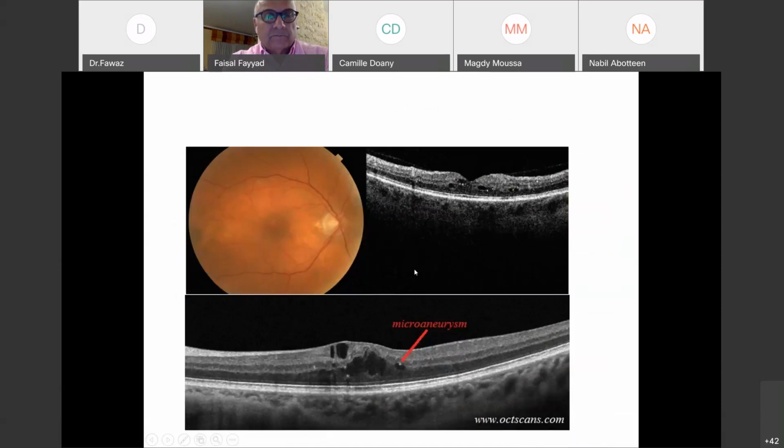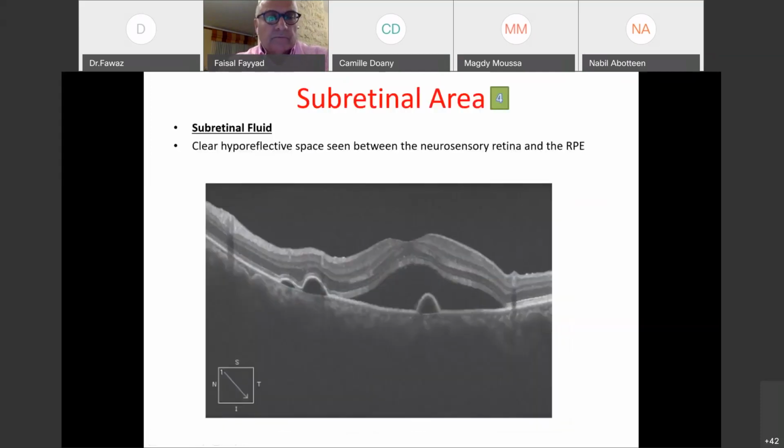Sometimes we look at the edema, like in this case, and we find just on the border of this hyperreflective space, which is the edema, some hyperreflective dots without back scattering. These are often microaneurysms, which we usually see on the fundus as a tiny reddish spot. So we pay attention to these small findings. Now we come to the fourth area, which is the subretinal area.